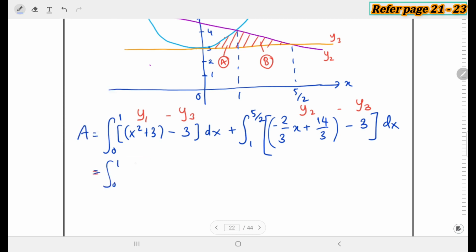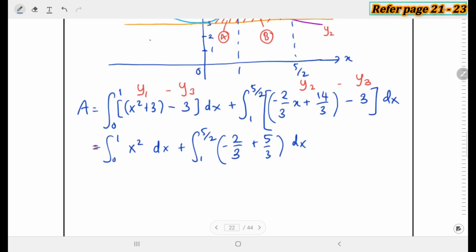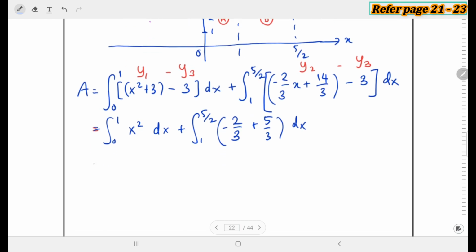So 0 to 1, x squared plus 3 minus 3, 0, dx. Plus from 1 to 5 over 2, negative 2 over 3, 14 over 3 minus 3 is 5 over 3, dx. So now the function has been simplified. Then we integrate. So x to the power of 3 divided by 3, square bracket from 0 to 1, plus square bracket, oh, you got negative 2 over 3x.